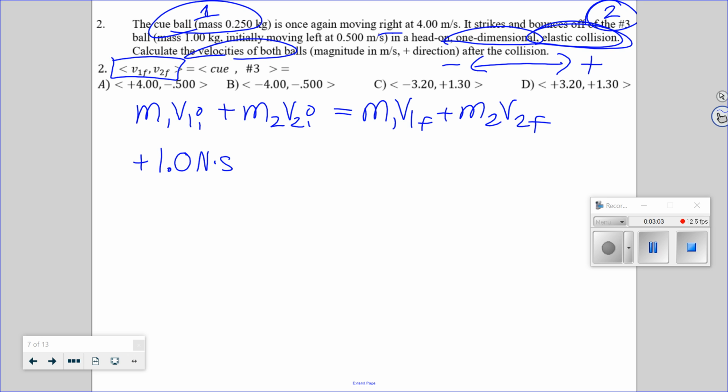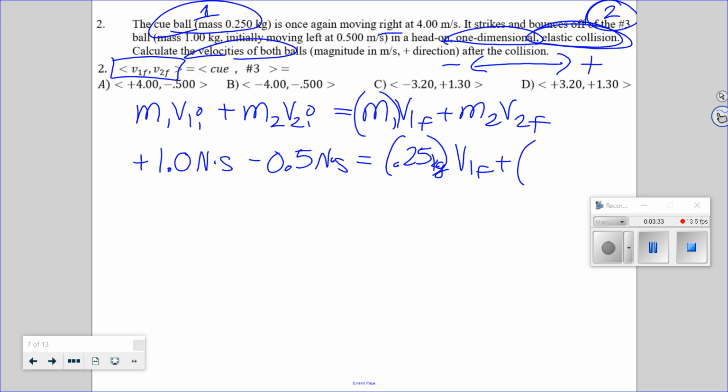Units are optional, but I'm showing you what I'm doing. I got +1 to the right, and the 3 ball was moving left, so minus 0.5 equals. Now I like to take the masses and put them in parentheses, because I would approximate a mass as a dot if I had to. And since I started doing units, I gotta pencil that in there. But you don't have to do units. So to do this fast and easy, mass 2 is 1 kilogram.